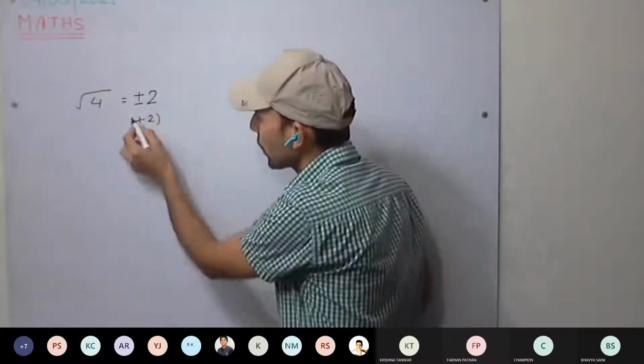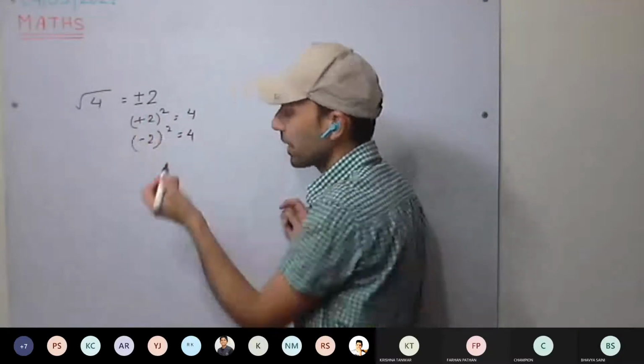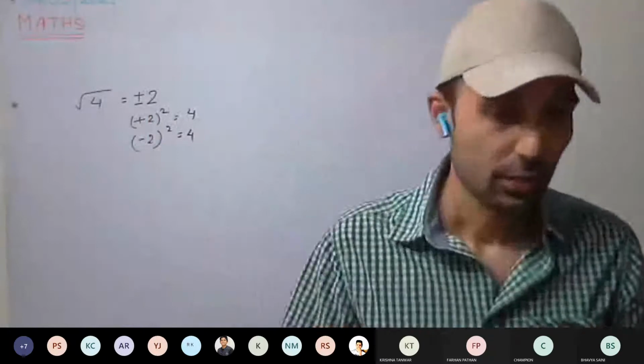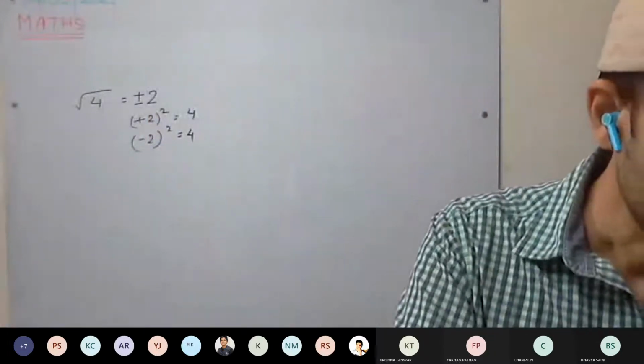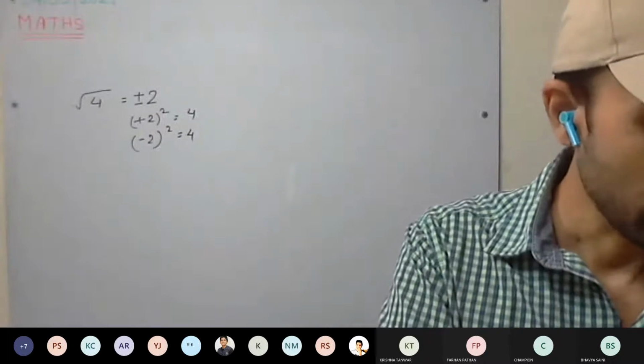You can see as well, square it, you are getting 4. Square it, you are getting again 4. So you will be getting two values for them. Like x minus 5, y, you will be getting two values. A plus b, you will be getting two values.